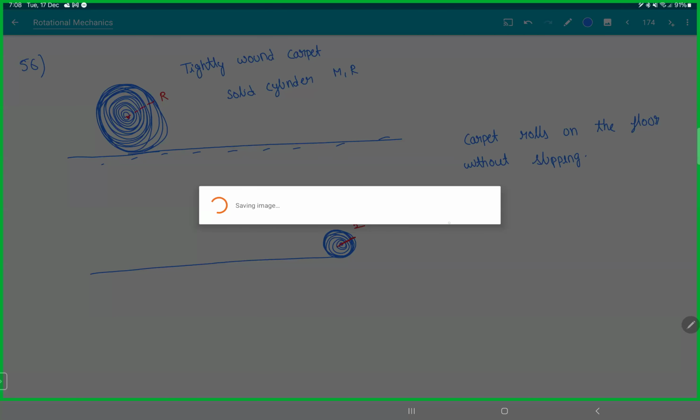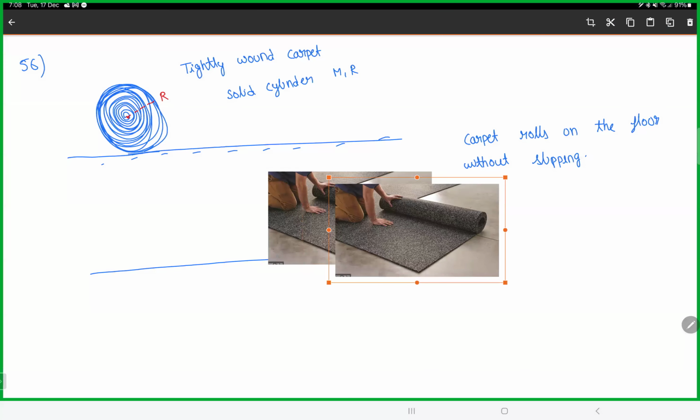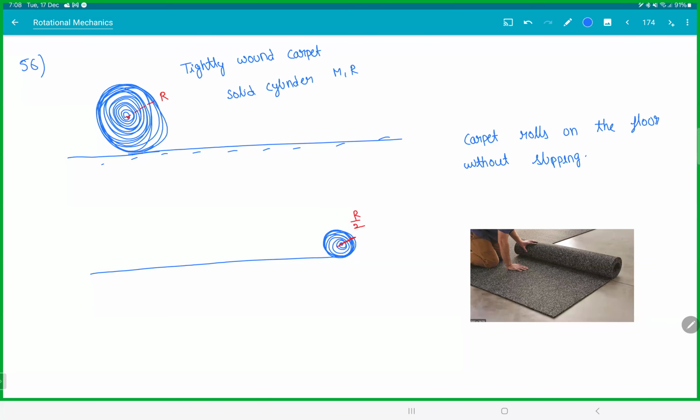Kind of like this. So we got a carpet roll here and you just pushed it. In movies they show, hero comes with an entry and the red carpet he kicks it, it rolls and goes, something of that sort. Find the speed of the carpet. So this carpet will actually move with some speed v. And don't forget it's also rolling. So find the speed of the carpet when the radius becomes R by 2.